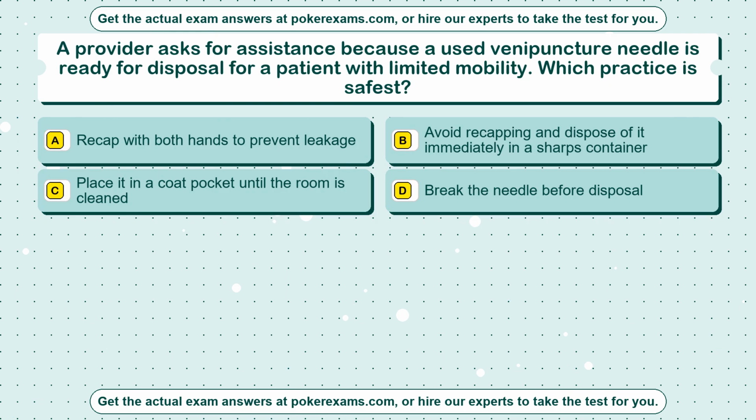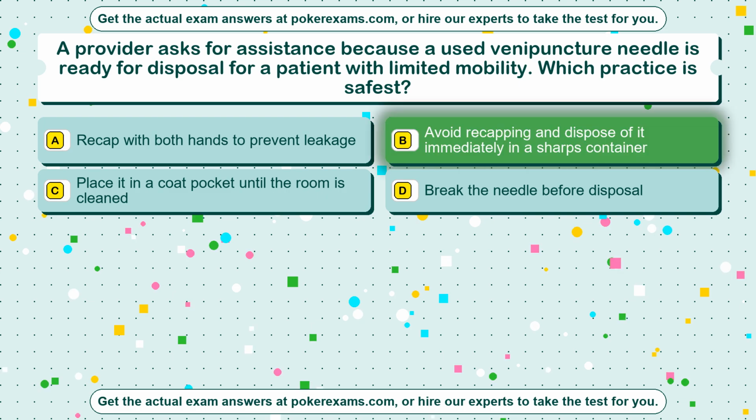Question 18. A provider asks for assistance because a used venipuncture needle is ready for disposal for a patient with limited mobility. Which practice is safest? Option A. Recap with both hands to prevent leakage. Option B. Avoid recapping and dispose of it immediately in a sharps container. Option C. Place it in a coat pocket until the room is cleaned. Option D. Break the needle before disposal.